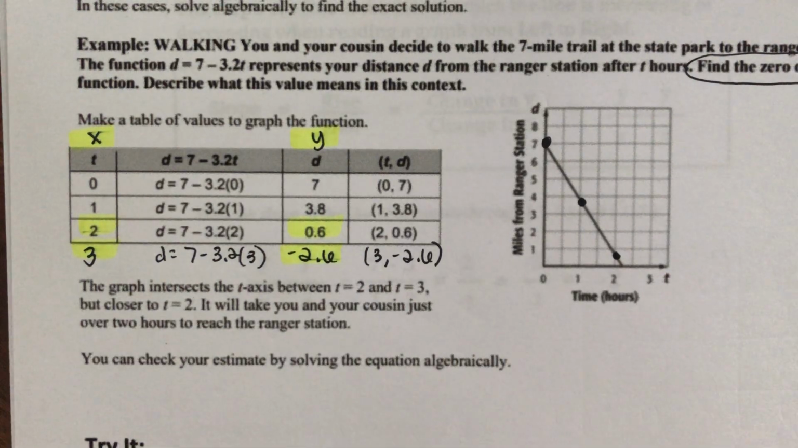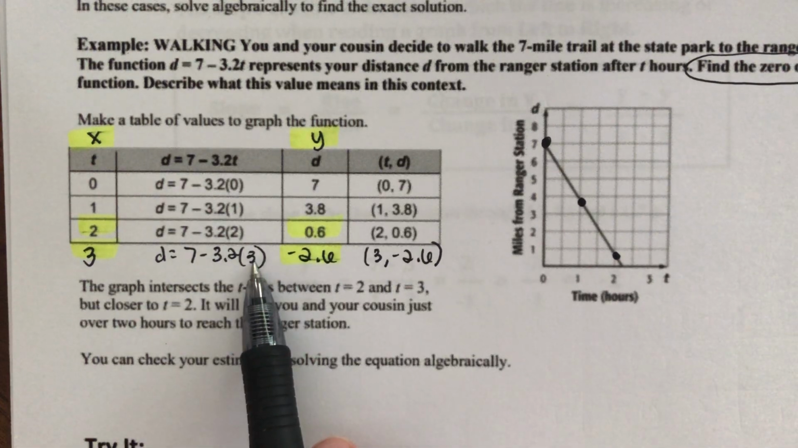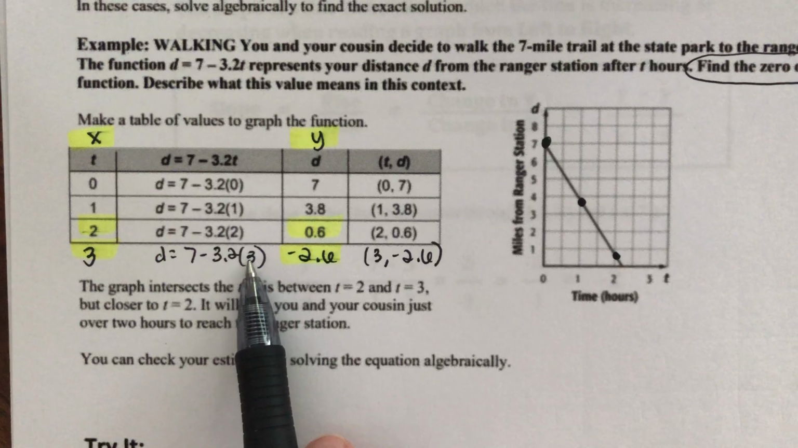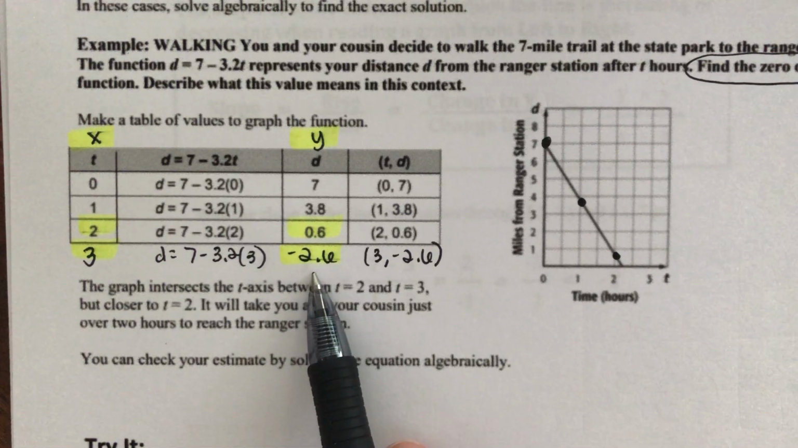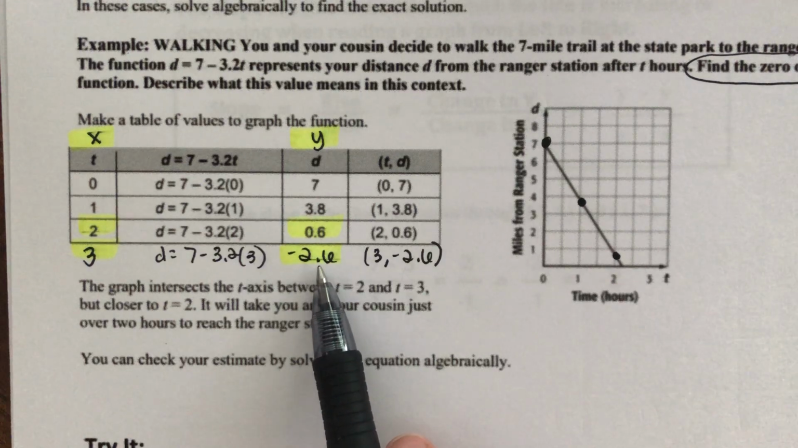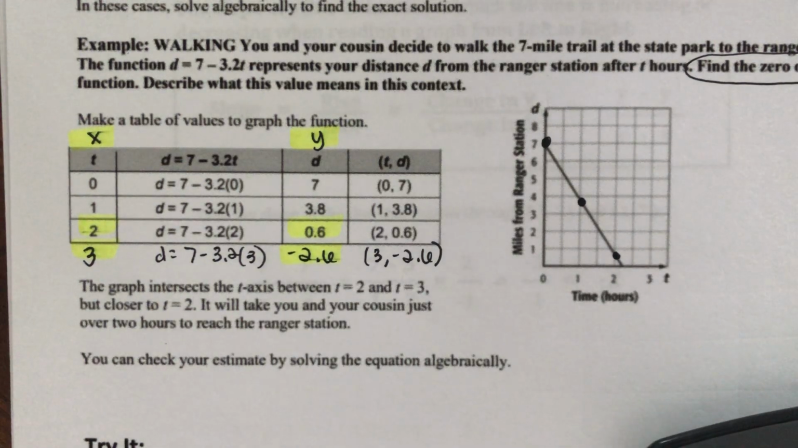So when I plug a 3 into my equation, d equals 7 minus 3.2 times 3. 3.2 times 3 is 9.6. 7 minus 9.6 is negative 2.6, right? So this, is it negative 2.6? Oh God, now I'm having a brain fart. Hang on. 7 minus 2. Oops.